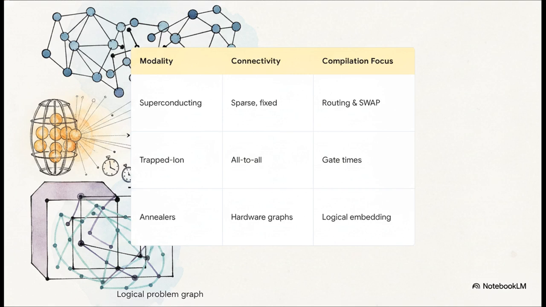And for quantum annealers, the routing problem transforms entirely into an embedding problem, where you actually have to force your logical problem graph to literally fit the specific hardware topology. Your compilation strategy is completely dictated by the physical chip.